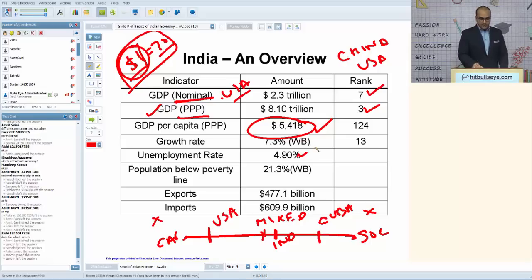As far as unemployment rate is concerned, we are hovering around 5%. We have managed to reduce it considerably over the past 10 or 15 years, when it used to be around 10 or 12%.